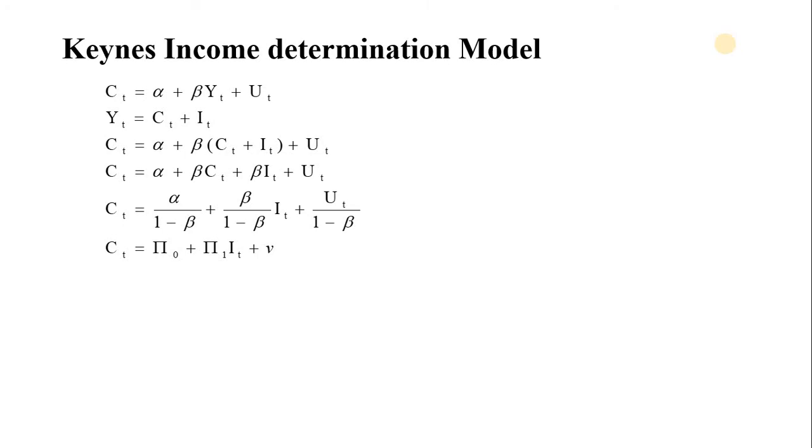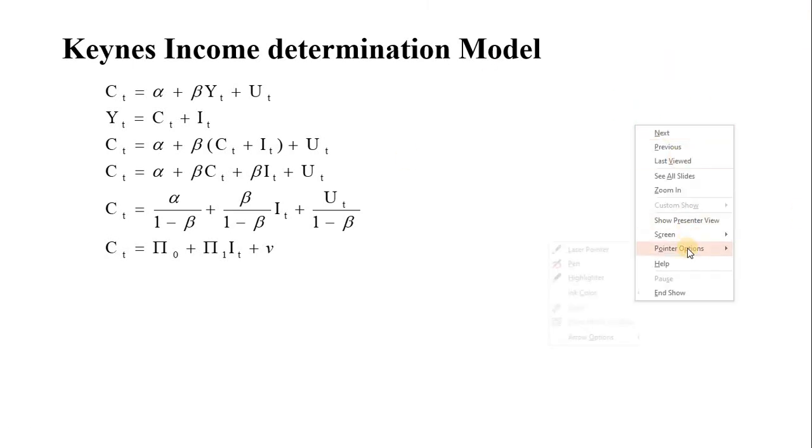Now we are going to check whether a Keynesian income determination model is identified or not. From the reduced form equations of this Keynesian income determination model, can we go back to its structural equations? Let me show how we can check it.